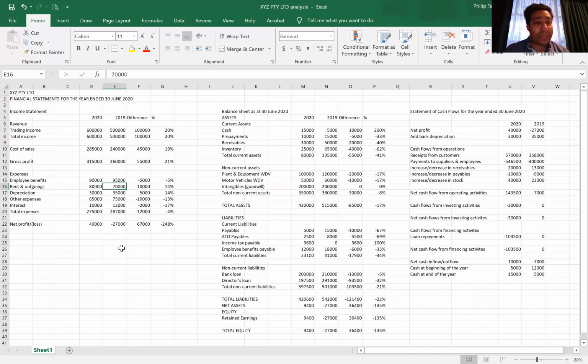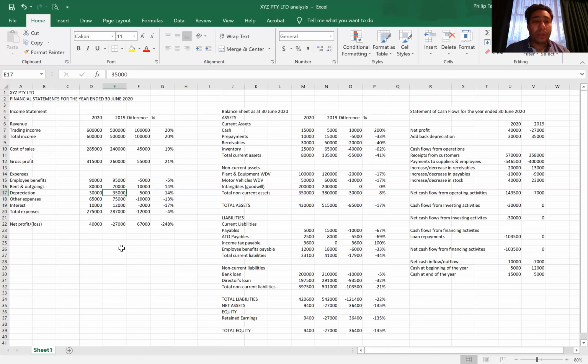Rent and outgoings. In 2019, it was $70,000, but in 2020, it's $80,000. So this particular expense, rent and outgoings, includes obviously rent on the premises and council rates, water rates, land tax, electricity, insurance. All these are part of the outgoings. So these increased by $10,000 or by 14% in comparison to 2019.